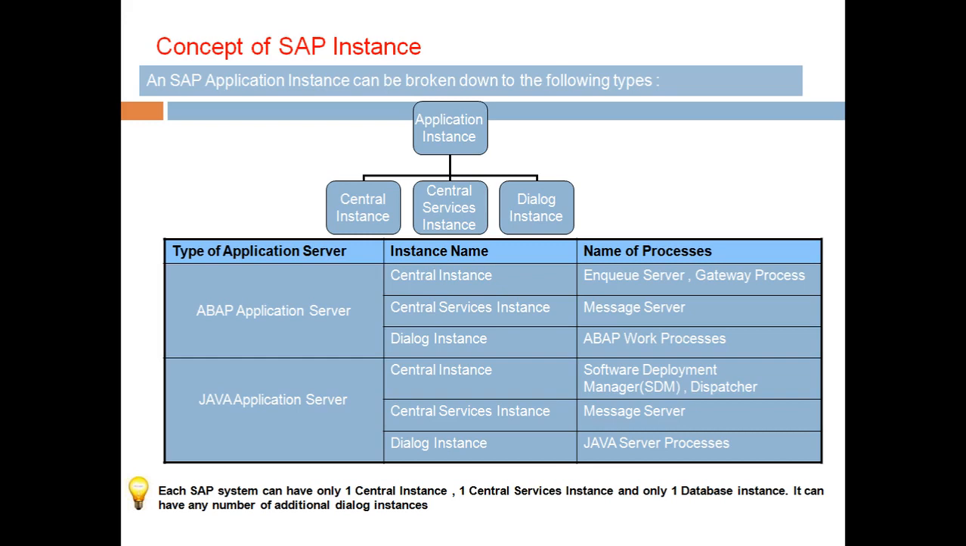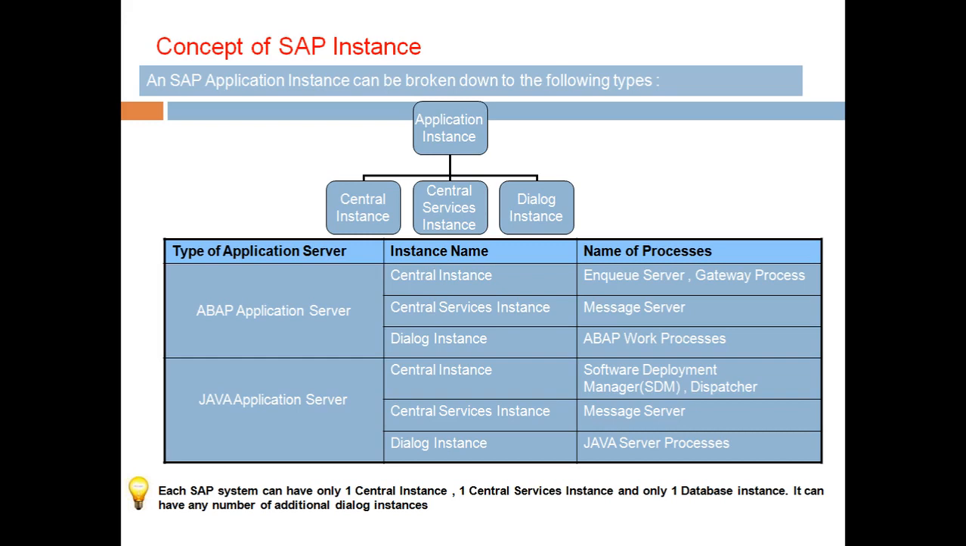And in the central instance, what are the processes running under the central instance? Enqueue and gateway process. You will be seeing this practically after we complete this topic. So here I just want you to get a concept of instance. Why do we call it a dialog instance? If you are installing only the dialog instance on a machine, then we call it ABAP work processes. If you are installing the central instance, then ABAP and Java both come into the picture, right?